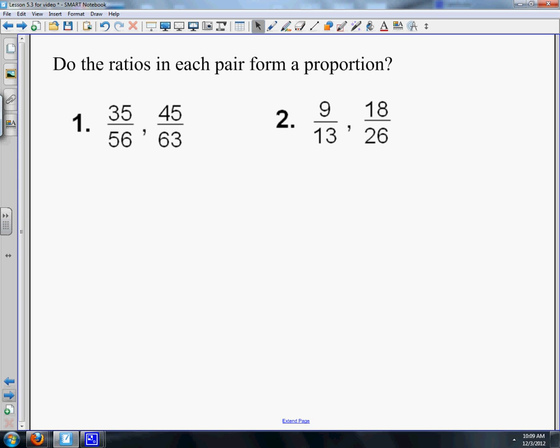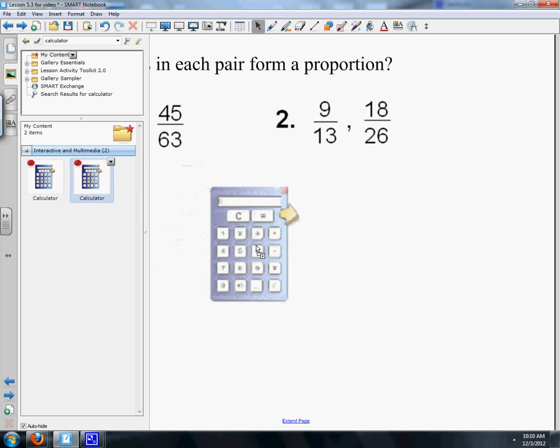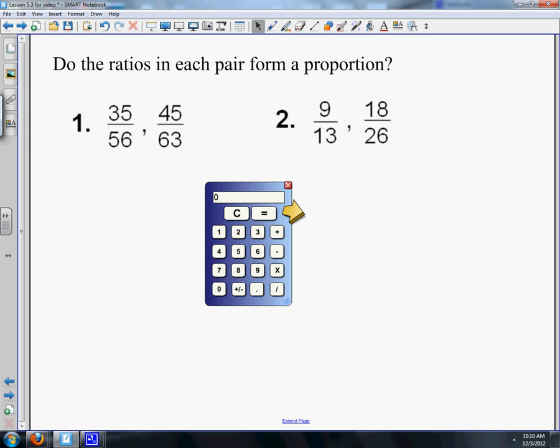So now, do the ratios in each pair form a proportion? So try these, a little bit more practice, and then we will go over. Okay, so I'm going to do 35 times 63. So 35 times 63 equals 2,205. And then I'm going to do 56 times 45, and that equals 2520. So no, they do not form a proportion.